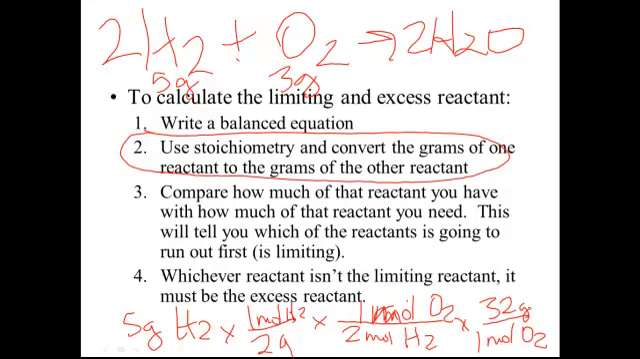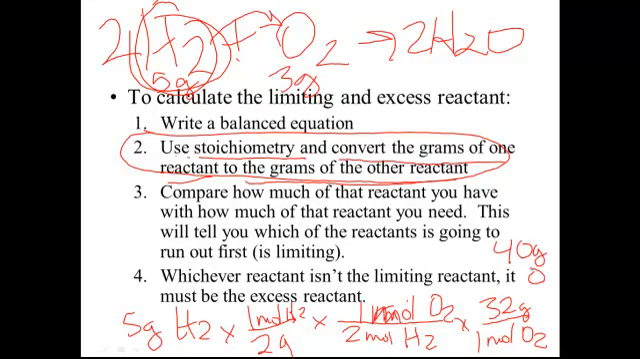So you'll notice that I went from the grams of one reactant. Here's what it says: use stoichiometry, convert the grams of one reactant to the grams of the other reactant. So we went from grams of hydrogen to grams of oxygen. Okay, now let's do the math there. So 5 divided by 2, divided by 2 again, times 32 equals 40 grams of O2 exactly.